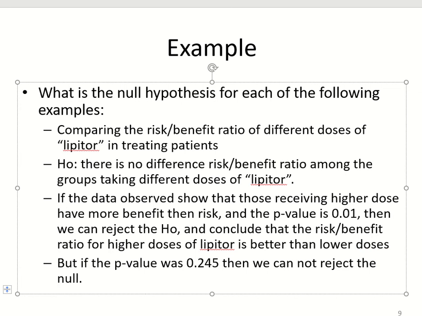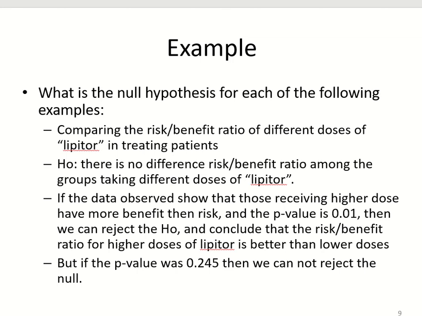However, if the p-value was 0.245, and hence what you observed is actually quite common, therefore you may not reject the null hypothesis and you may not conclude that the difference is statistically significant, and in that situation you will conclude that the observed difference is due to chance only.